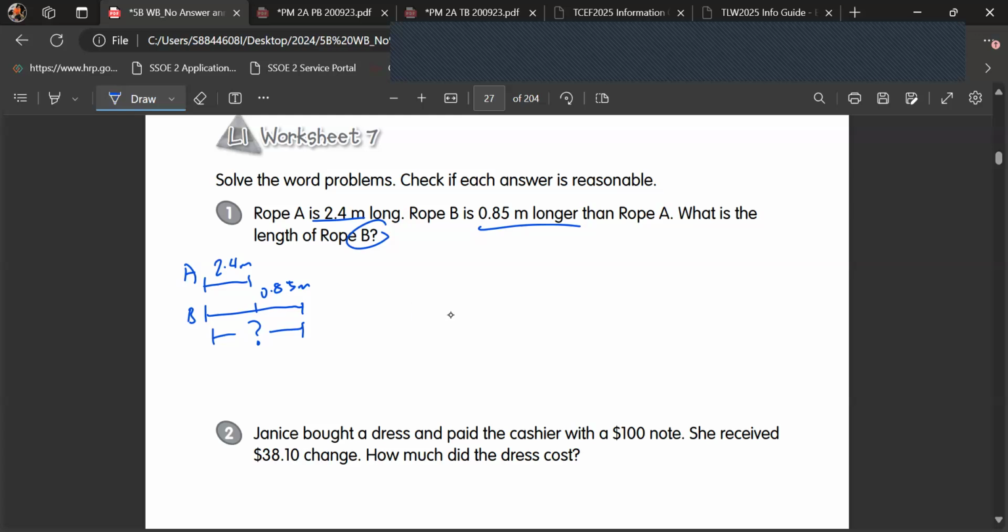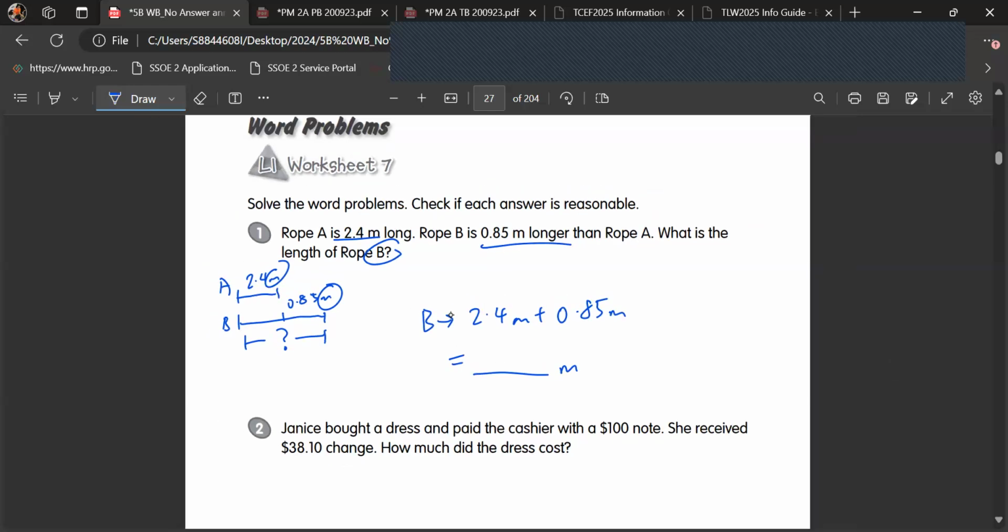So P will be 2.4 meters plus 0.85 meters. And a friendly reminder to everyone: please remember the units are in meters. And what is the reminder for doing addition? In the working, align the decimal place. Add additional zeros if you need.